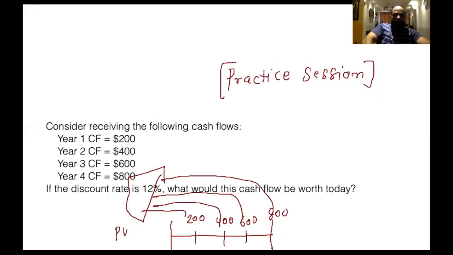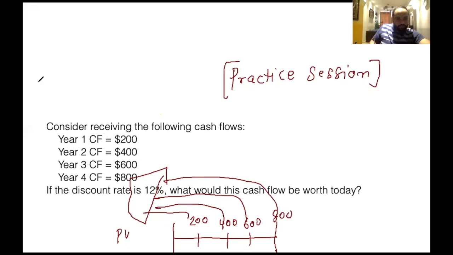Someone gave me the answer 2,525, which is not correct. 2,523 is not correct. Yes, 1,432.93 is correct. Right? This number is correct. So how did you get this number?